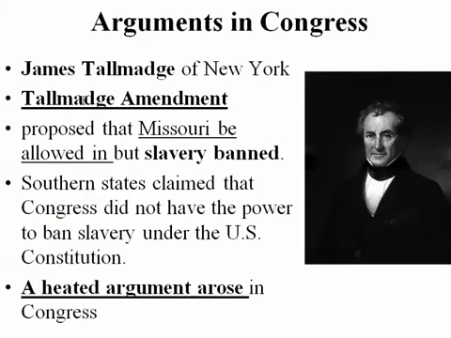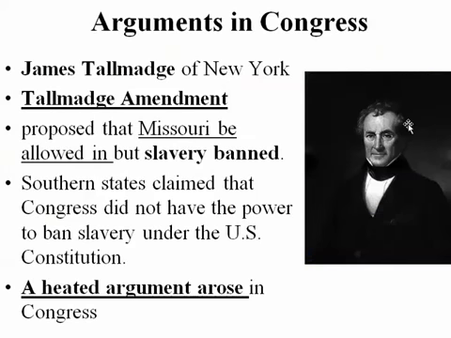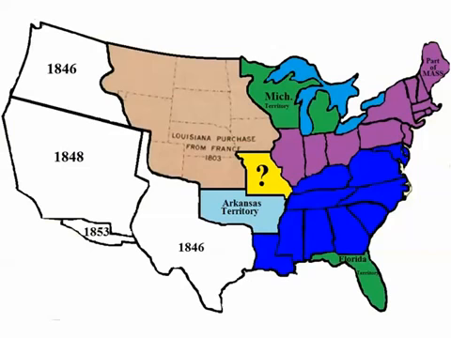A guy by the name of James Talmadge from New York, one of these free states up here, stands up and gives the Talmadge Amendment, and in it he proposes that Missouri be allowed into the nation, but that slavery be banned from Missouri and be banned from the Louisiana Territory. So southern states are going to be very upset about this. They're going to argue that Congress does not have the power to ban slavery under the United States Constitution. So this heated argument is going to arise in Congress between northern states that are free and southern states that are slave.